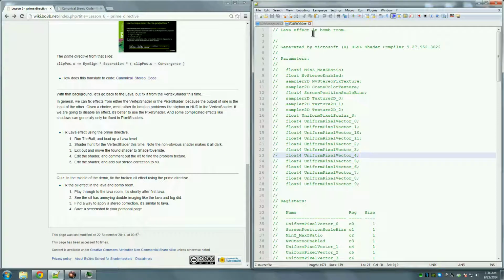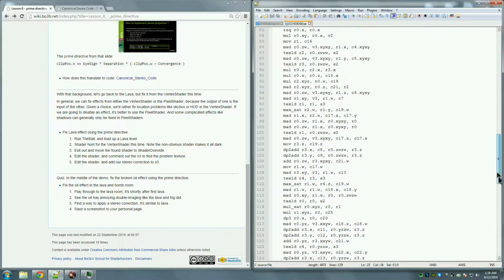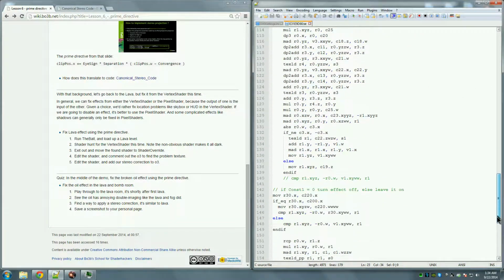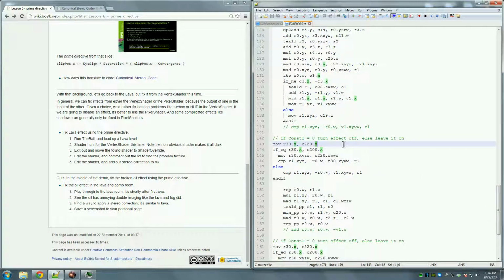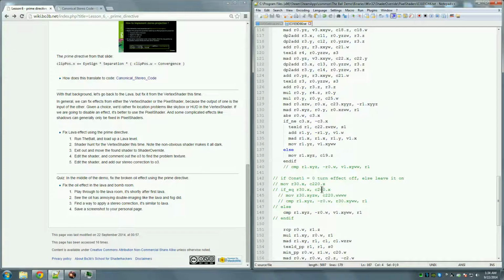So back in the code, this is the lava effect in the bomb room. This is the pixel shader. And the pixel shader has already been tweaked in order to fix that one layer, and that was what we did in the last lesson. So rather than leave that on, I'm going to comment out all of the code that we had in there before that was doing the toggle for turning our fix layer on and off, and so now the code is back to the way it was originally, which means that it's broken.